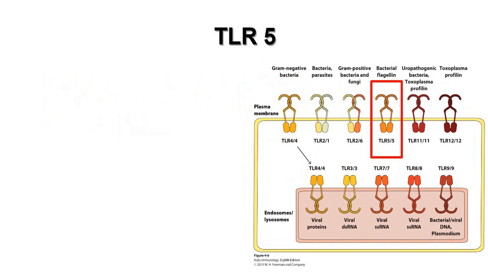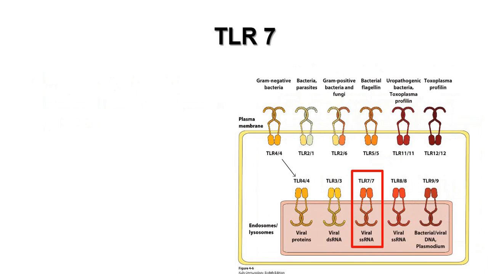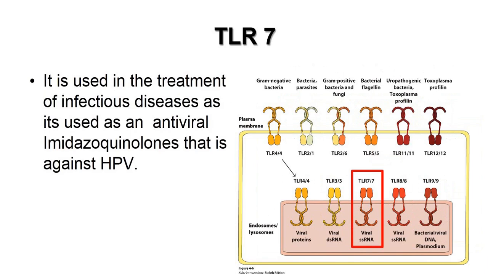TLR5 recognizes bacterial flagellin as a ligand. TLR7 is used in the treatment of infectious disease. It is used as an antiviral, the imidazoquinolone group of drugs that are used against human papilloma virus, HPV.